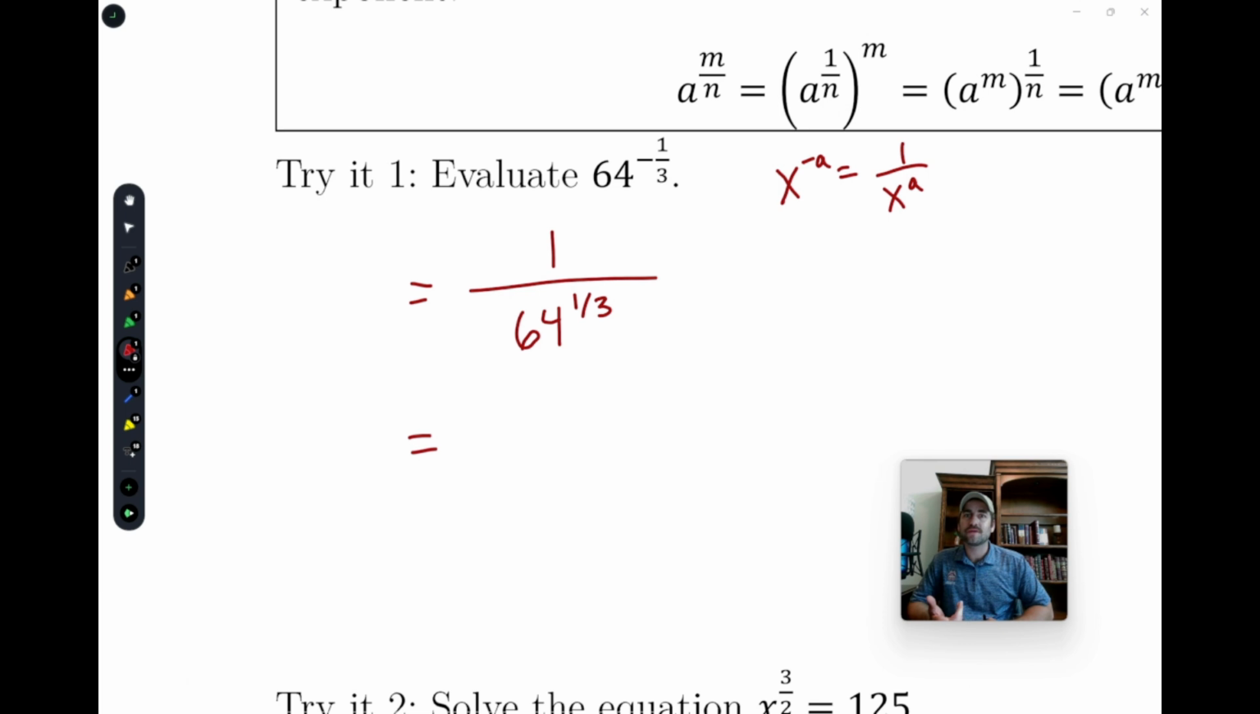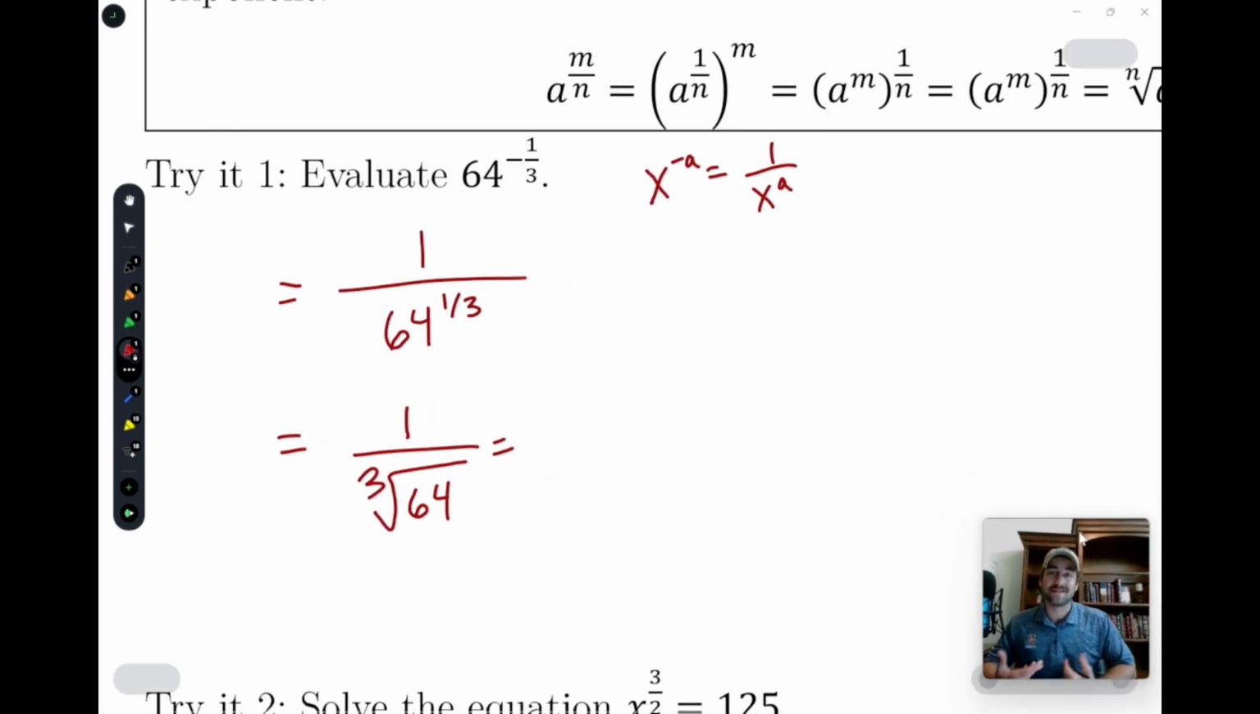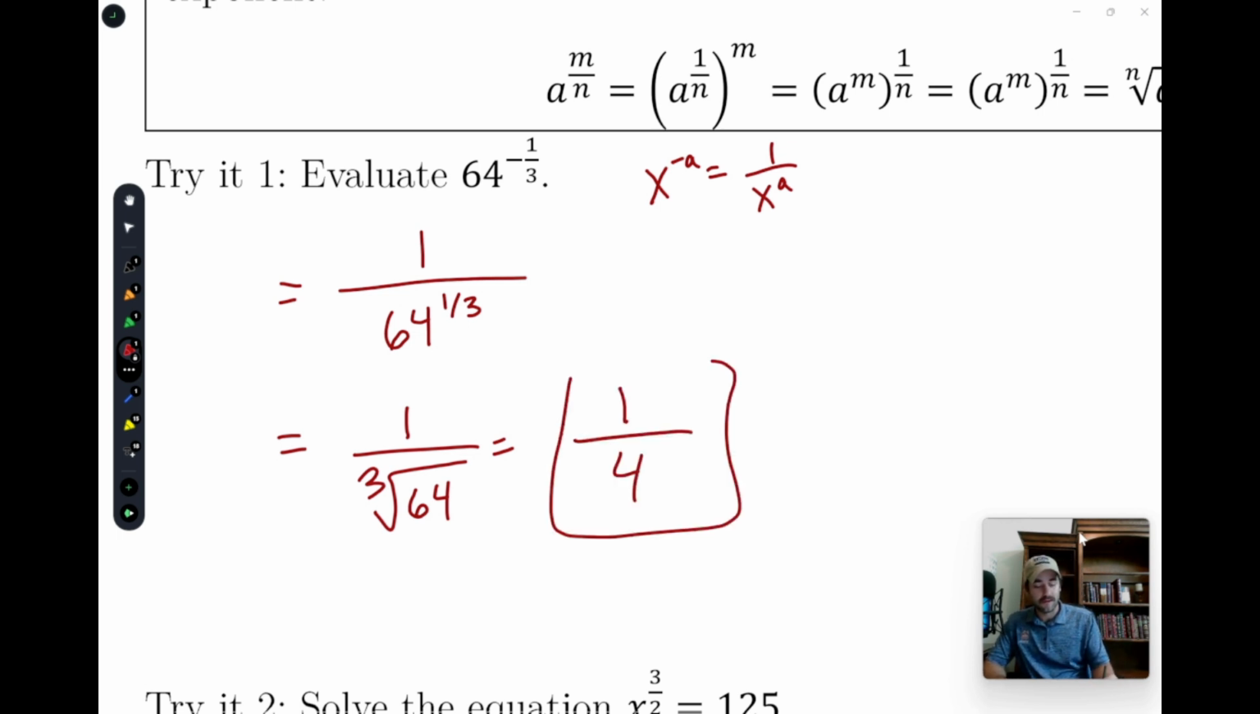And now I can ask myself, well, what does to the 1/3 mean? Well, to the 1/3 just means the cube root, just like to the 1/2 means the square root. And so I'm asking myself, what times what times what is equal to 64? This is how I like to do it, just start at 1 and move up. 1 times 1 times 1, no. 2 times 2 times 2, that's 8, no. 3 times 3 times 3, 27, no. 4 times 4 times 4, 4 times 4 is 16, times 4 is 64, so we're looking at 1 over 4 as the simplified 64 to the negative 1/3.